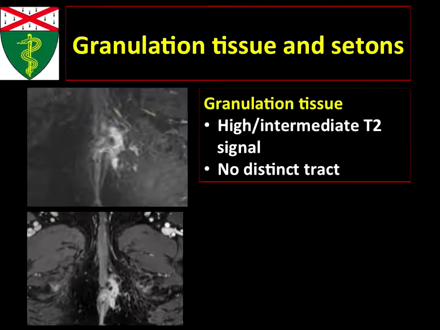Now, one of the things that you'll come across in our reports when you look at these cases is this concept of granulation tissue or phlegmonous collection. So for me, an abscess is a rim-enhancing, loculated collection. It's a discrete collection that contains fluid inside of it, such that if I put a needle, I can suck out some fluid, suck out some pus from it.